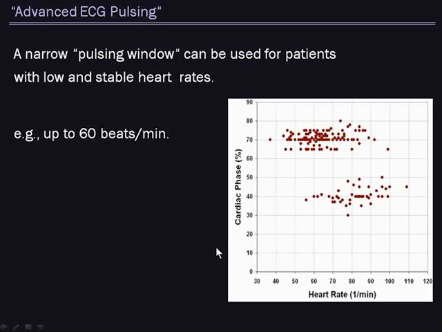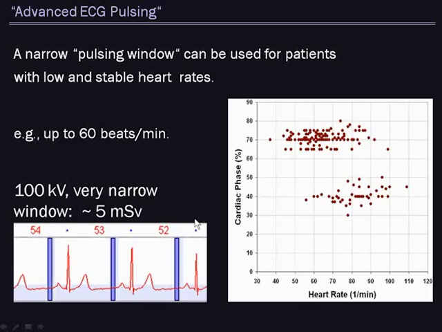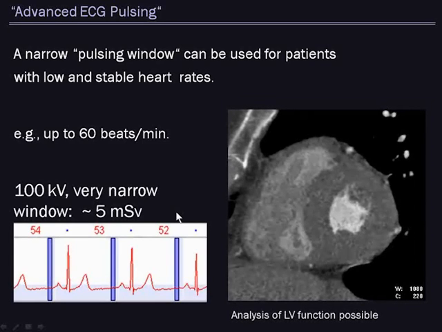This is already a little bit more complicated than what I have explained before. This requires some thinking, and it has to be adapted from patient to patient, but this can also be used to further reduce the radiation exposure. And if you combine 100 kV tube voltage with EKG pulsing and a very narrow window of full radiation, those can be brought down to about 5 millisieverts, which is even more reasonable than the 7 millisieverts with standard EKG pulsing.